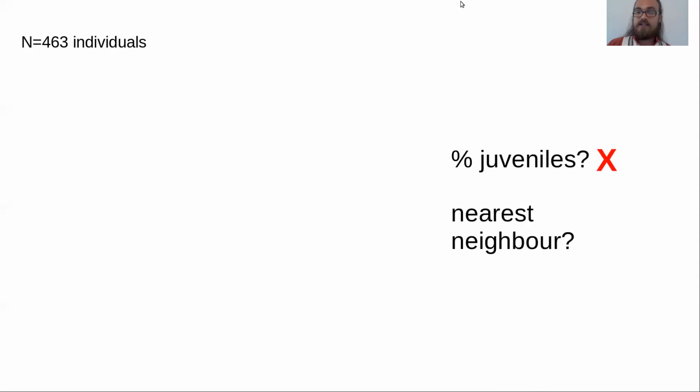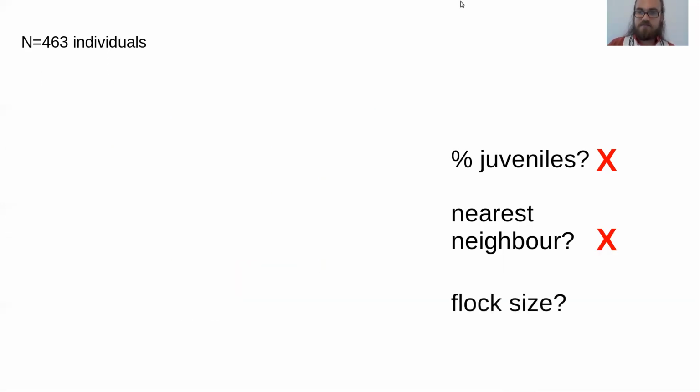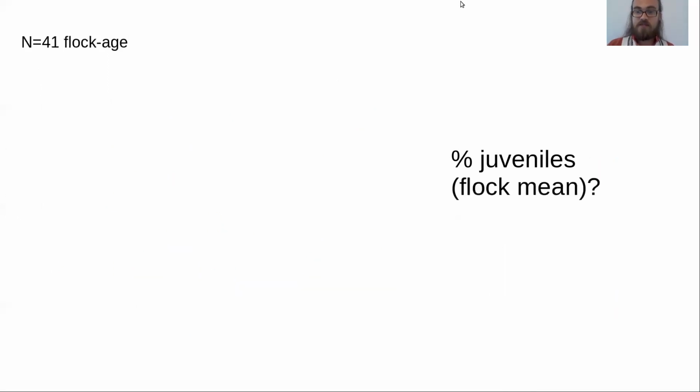So then I looked at the age of the nearest neighbor, and here we see intake rates of birds with an adult nearest neighbor on the left or a juvenile nearest neighbor on the right. And when I compared the effect of nearest neighbor, again, there was no significant effect. I looked at the size of flocks. This graph's on a log scale. And again, there was no significant effect.